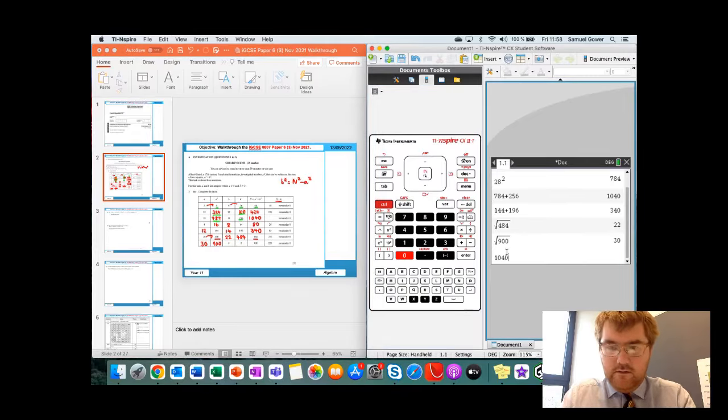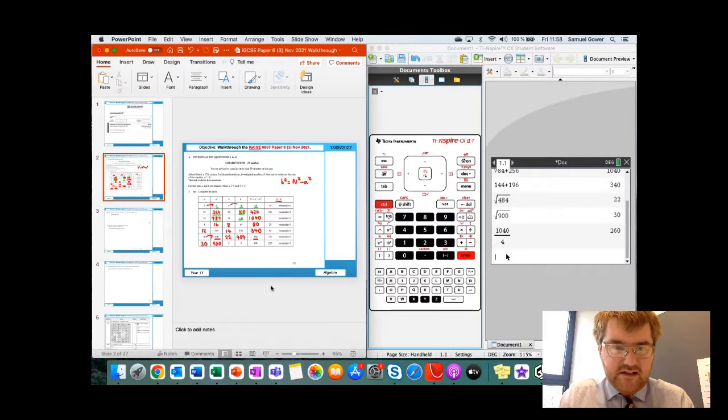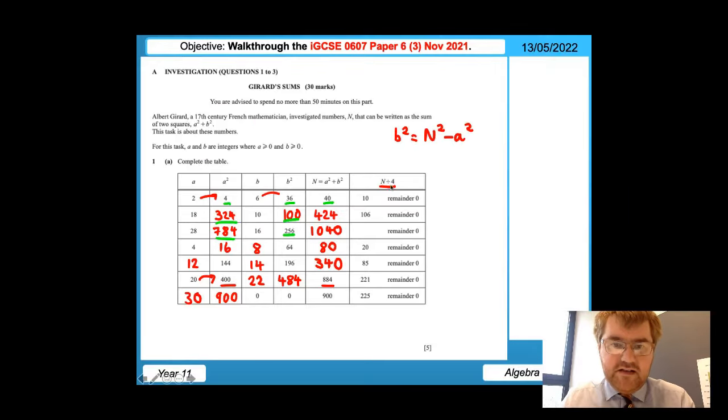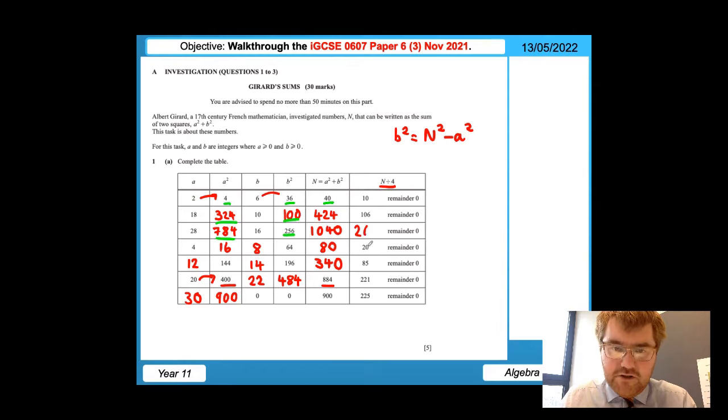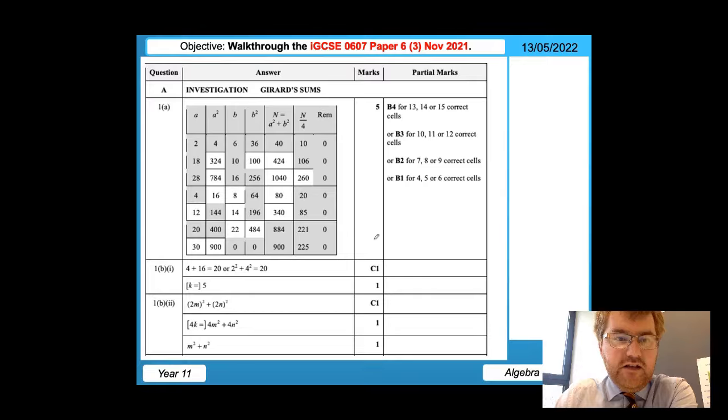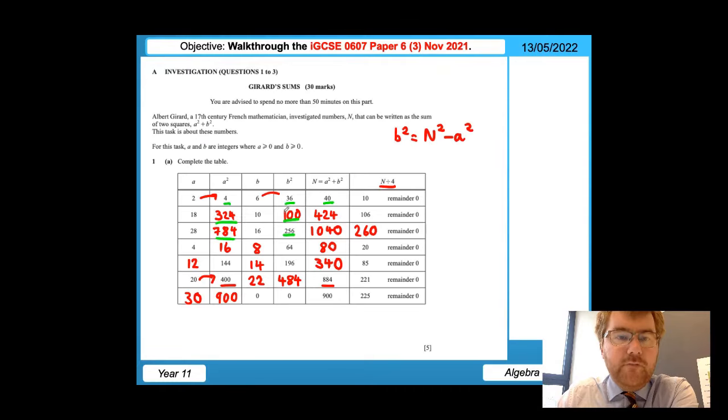1040, like so, divided by 4. That gives me 260. So I just pop into here, and it's going to be very important, this remainder, when we go into the investigation, exactly what we need. Now you can check my answers here. So if we go to the answers, you can check in all the different numbers. These are numbers in white where you actually get the marks.